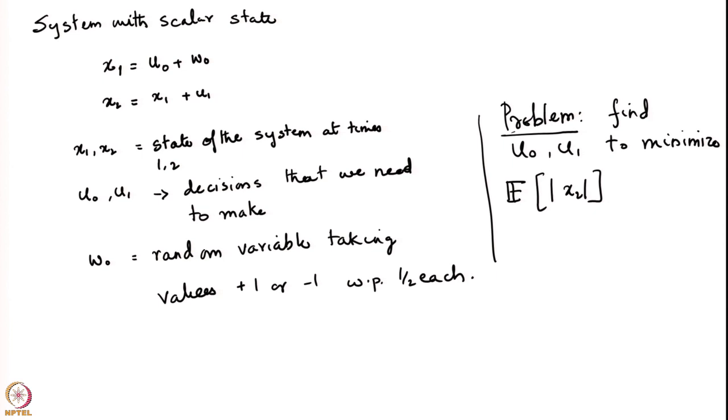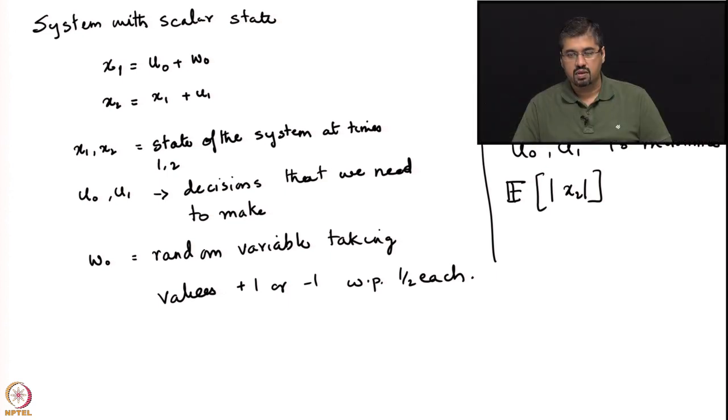Now let us try to see how we can approach this problem. What have I told you about u0 and u1? I have told you that these are decisions that we need to make. I have not yet told you what exactly you know when you need to take those decisions. So in the first version of this problem, we are going to assume that these decisions are made without any knowledge at all, before knowing anything about the system.